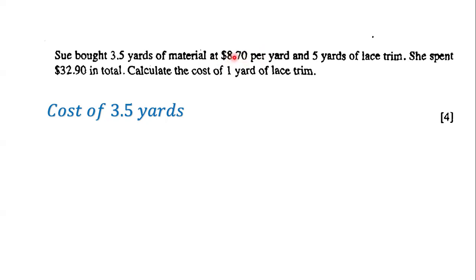So if we know the cost for 1 yard, then we can figure out the cost for 3.5 yards just by multiplying. So it's going to be 3.5 multiplied by 8.70. And so the cost of 3.5 yards is going to be $30.45. That's the cost of 3.5 yards.